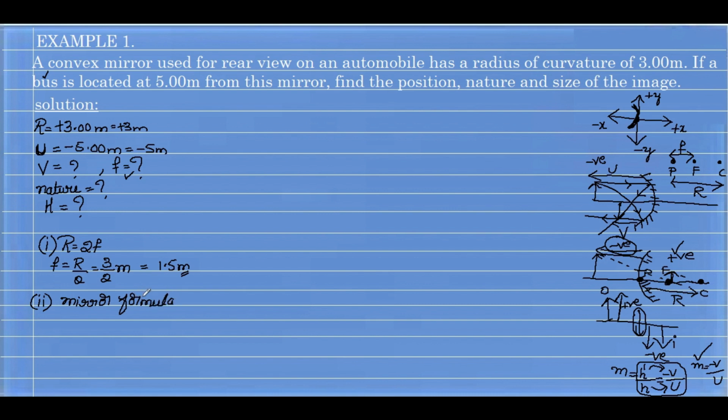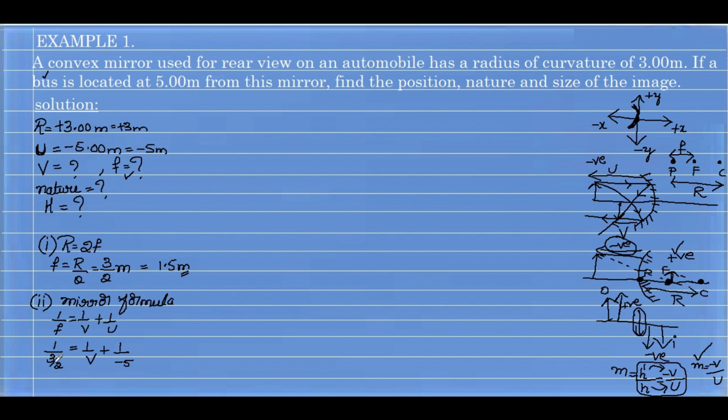Okay, so the mirror formula is 1 by f is equal to 1 by v plus 1 by u. What is f here? Either you can take 1.5, I will be taking 3 by 2 to make the calculation easier, is equal to 1 by v. V we need to calculate, plus object distance is minus 5.